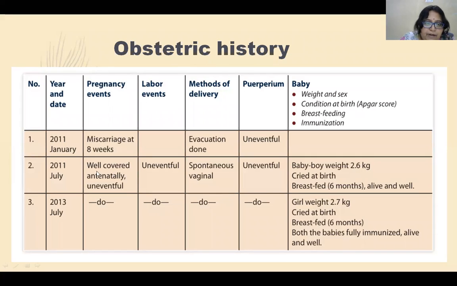Then well covered whether the antenatal period was uneventful, and how was the labor, whether it was eventful or uneventful. Next, whether it was a spontaneous vaginal delivery, or whether any instrumentation was used or whether it ended in cesarean. So all these things you need to know and note down in obstetric history, because you have to plan this pregnancy accordingly.